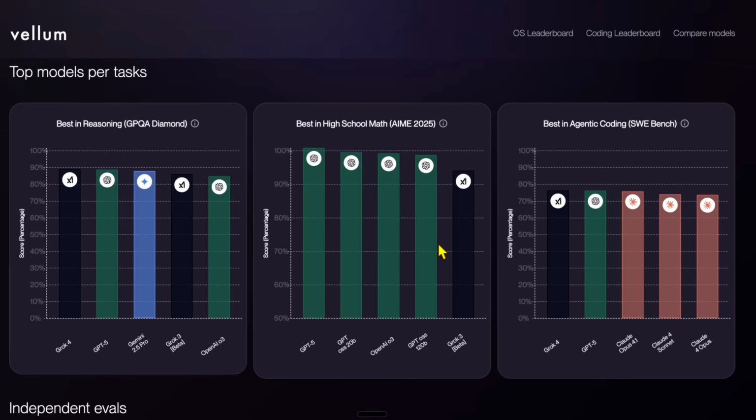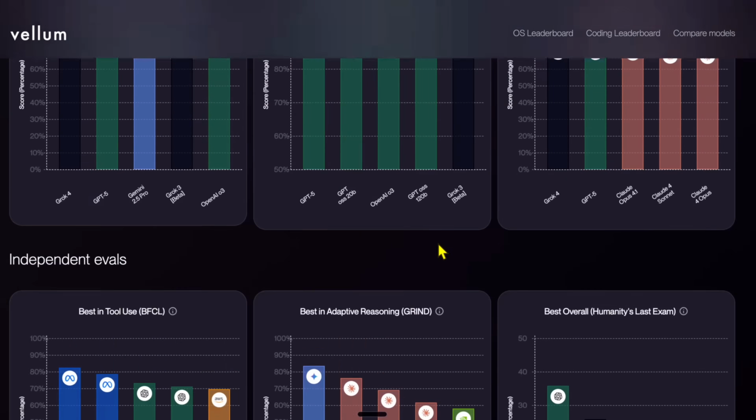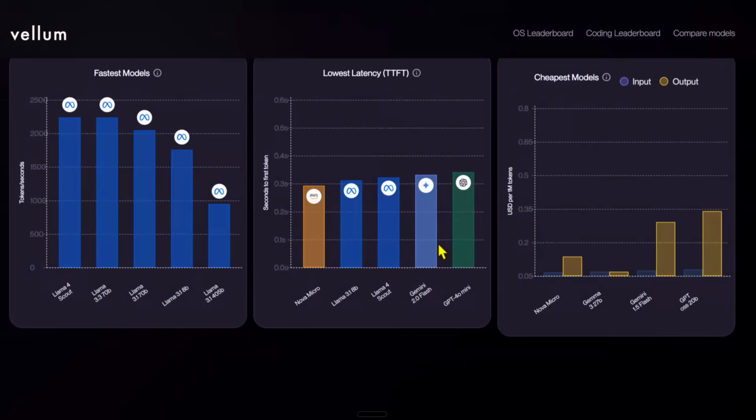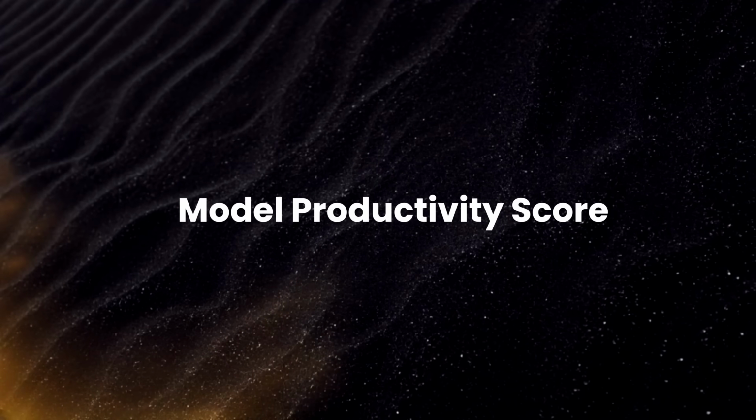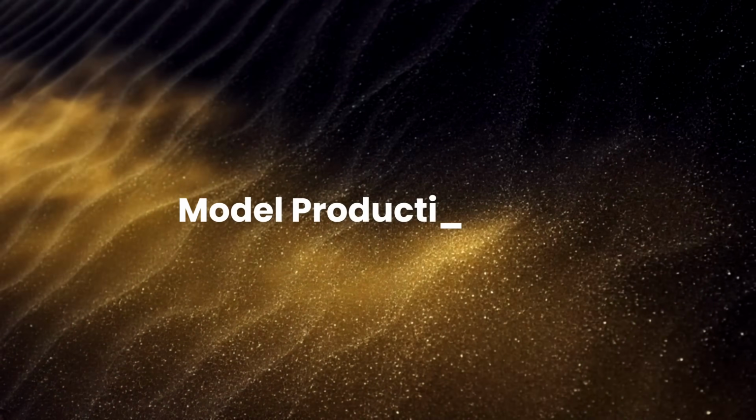So spoiler alert, it's not benchmarks. We already know those are too easily manipulated. So I've spent the last few months running deep real-world tests, actually building apps, running automated tasks, and measuring what I call model productivity score. How much productive work you can really get done with any given model.